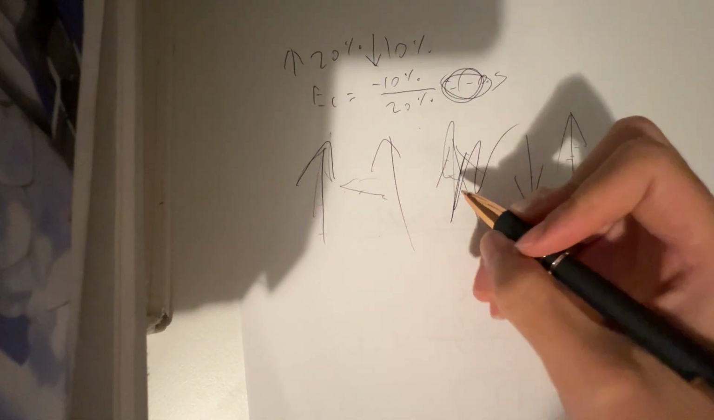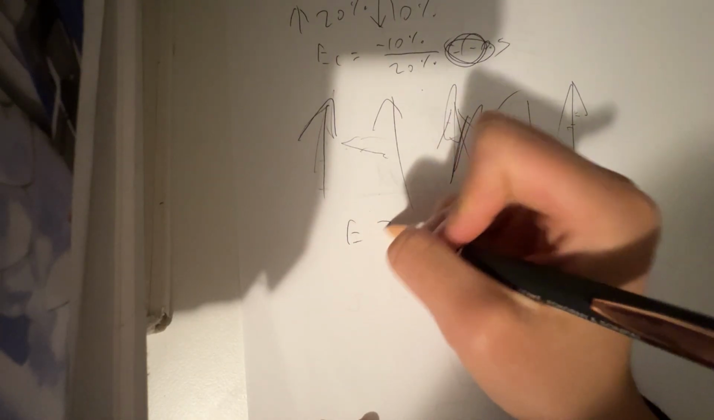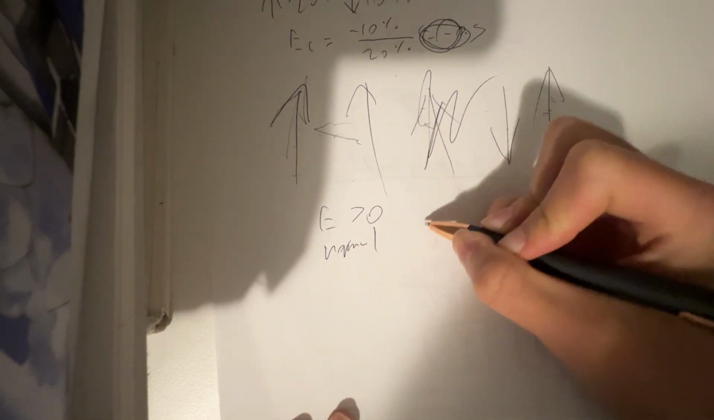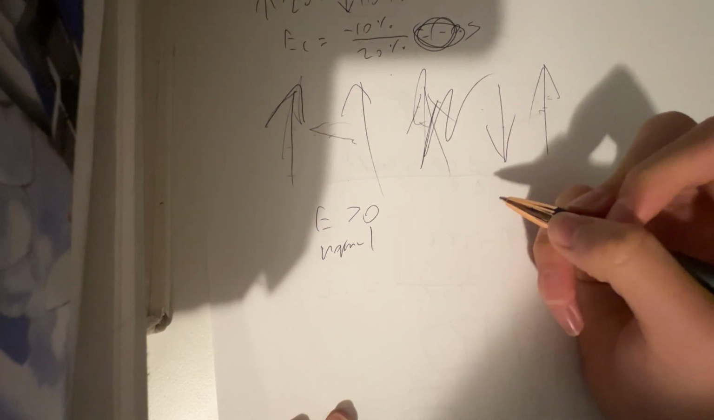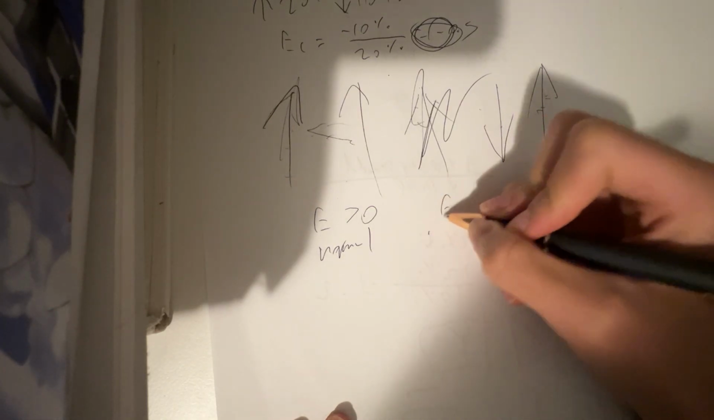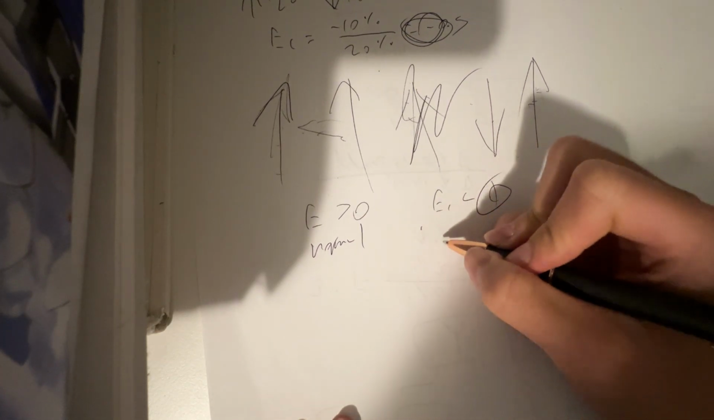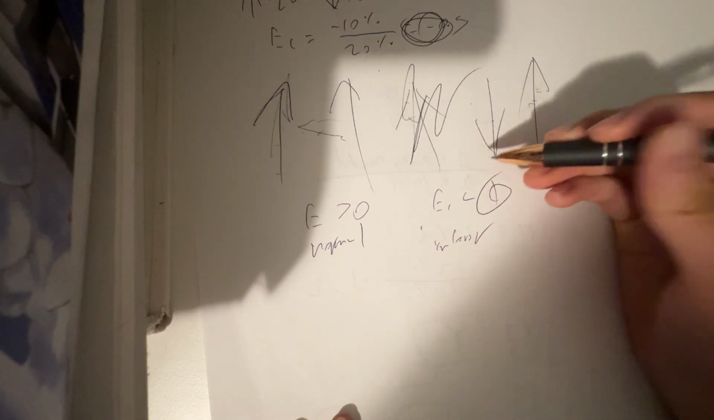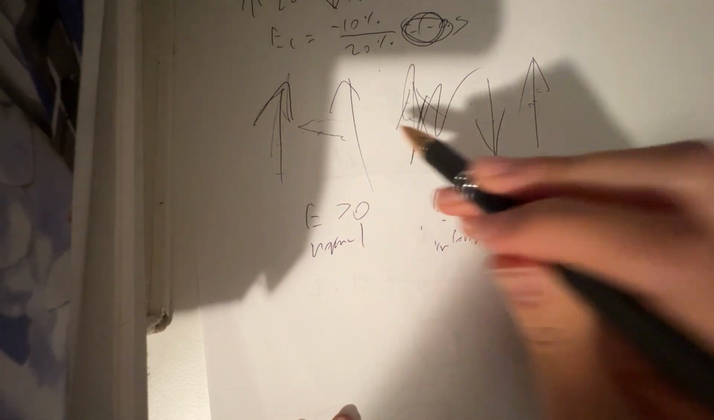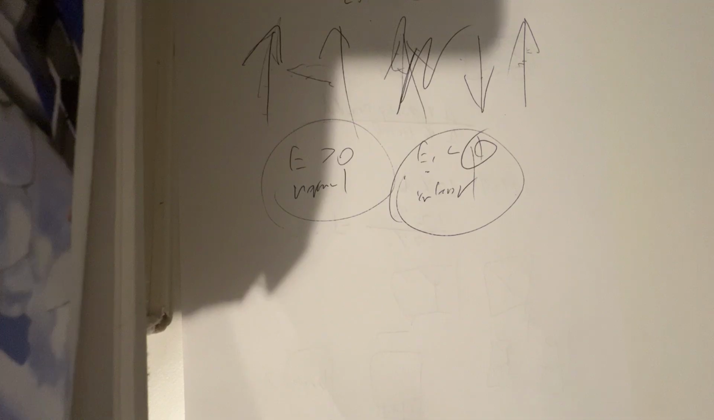A positive result in the formula, if it's greater than 0, means the good is normal. And if it's a negative result, less than 0, that means it's inferior. Income up, demand down. Income up, demand up. Normal goods, inferior goods.